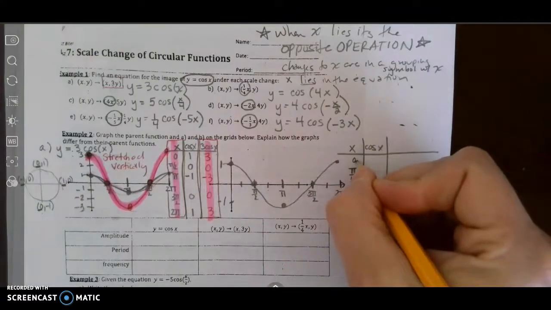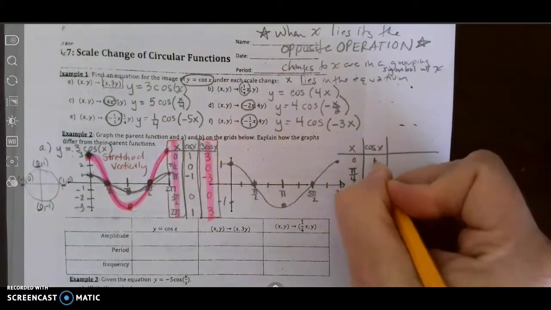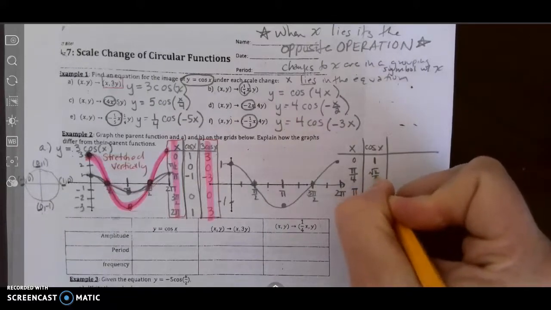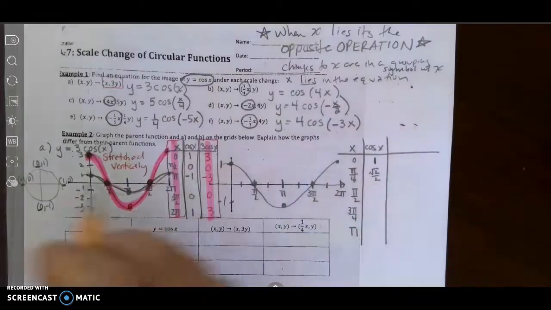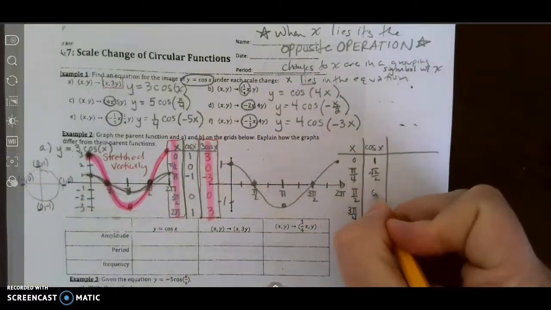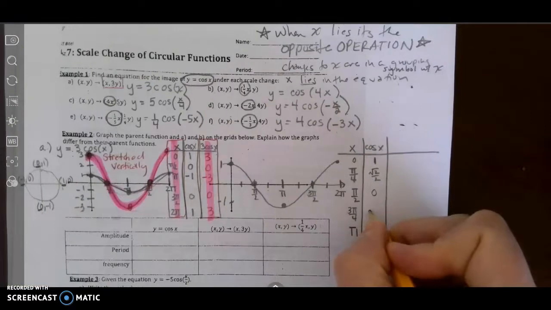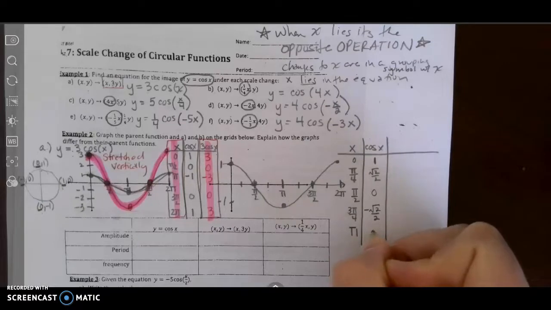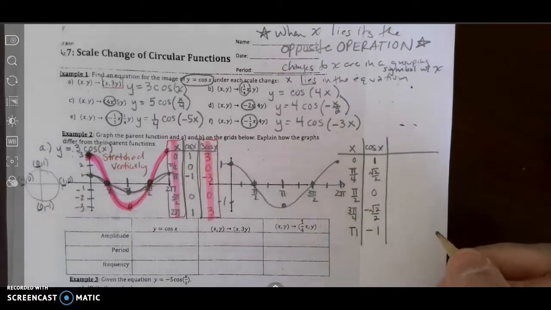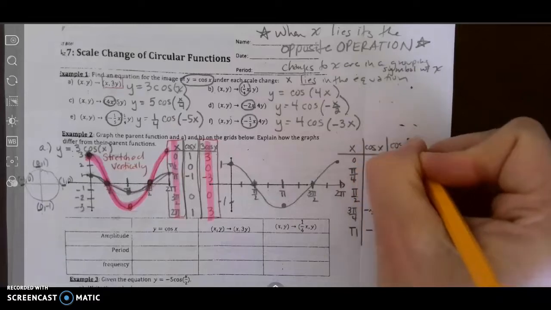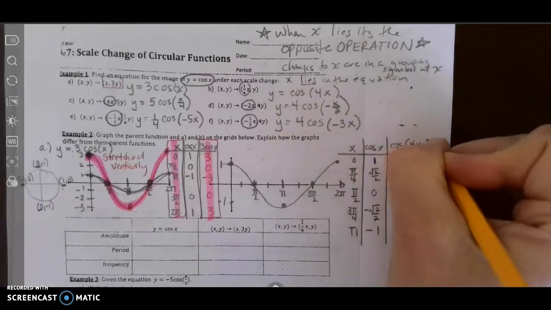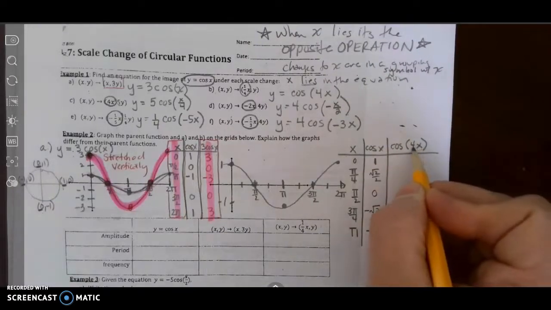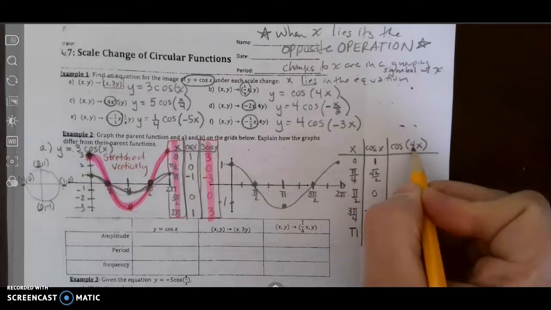So let's see, it's 0. I am at 1. And at pi over 4, I know the cosine is square root of 2 over 2. Pi over 2, which is right up here, I'm at 0. 3/4 pi, I'd be at negative square root of 2 over 2. And at pi, I'm at -1. Then I'm going to do cosine of 4x. And so I'm multiplying the x coordinate by 4 and taking its cosine.